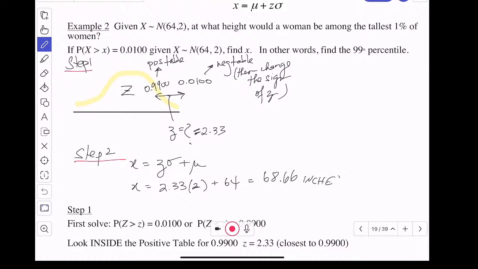Any questions? So first you recognize this is a backwards problem. I give you a probability and I ask for the value of a variable. So we begin by finding its position in terms of standard deviations from the mean. And we find out that it's 2.33 standard deviations above the mean. And the second step is to convert that to the units of the problem using the mean and standard deviation. So I convert z standard deviations from the mean, in other words, 2.33 standard deviations from the mean. And that's it. Questions?